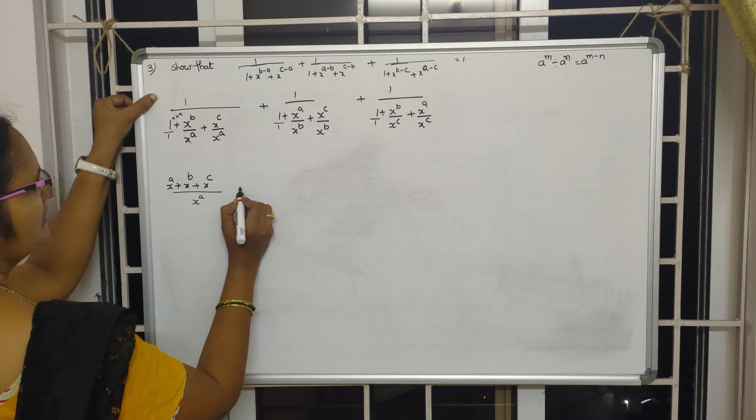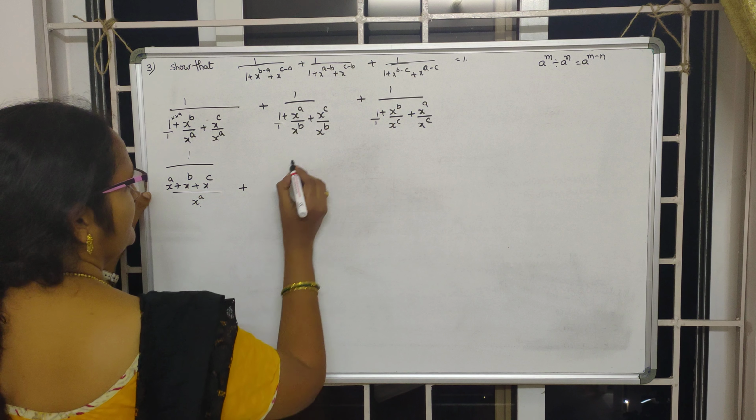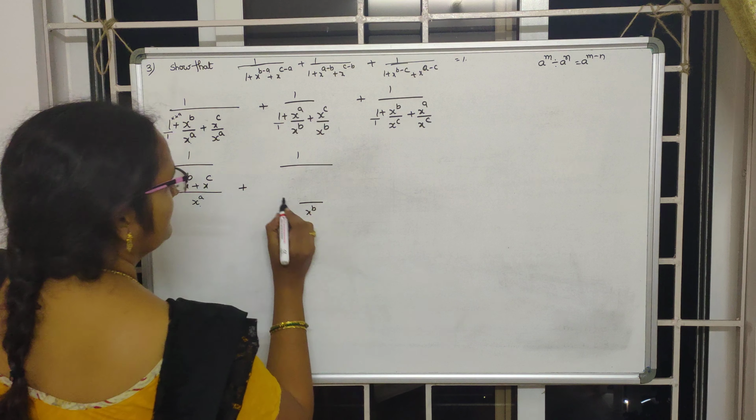x^c here. Plus 1 by, as it is, plus 1 by this part, LCM is x^b. So it will become x^b here plus x^a here plus x^c. Plus 1 by, LCM will be x^c. 1 in x^c, x^c times, plus this one x^c in x^c one time. 1 in x^b, x^b plus x^a.